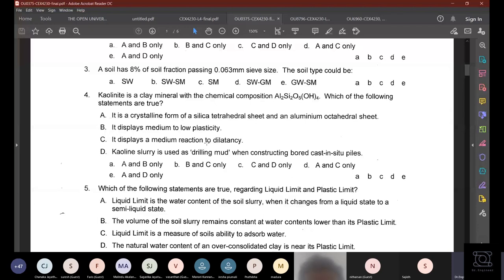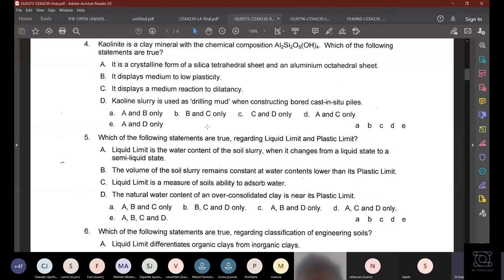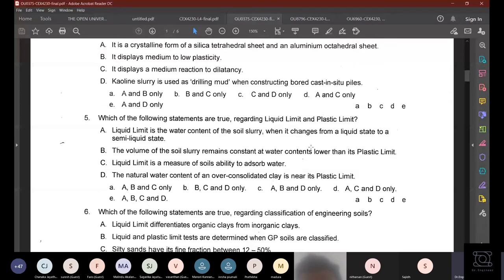I'll move to question 5 then, right? Which of the following statements are true regarding liquid limit and plastic limit? So liquid limit is the water content of the soil slurry when it changes from liquid state to semi-liquid state, right? So statement A is obviously correct. Volume of soil slurry remains constant at water content lower than its plastic limit. No, it remains constant when it is lower than shrinkage limit. So B is wrong. Liquid limit is a measure of soil's ability to absorb water, right?